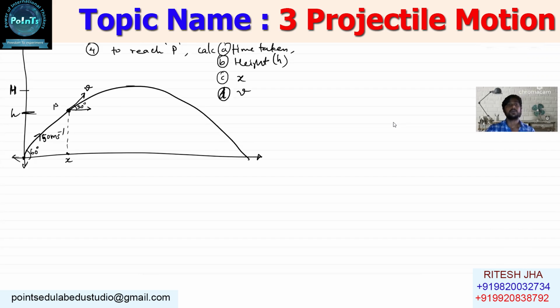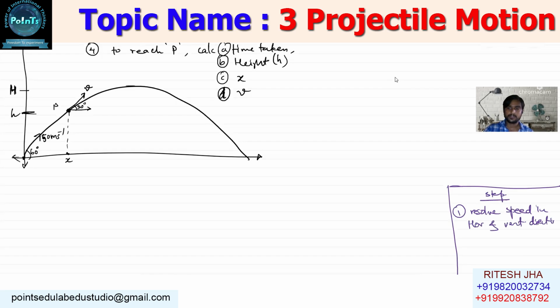All right. So first of all, what we have to calculate is the maximum height. For calculating the maximum height, the very first step to be taken over here is to resolve the speed, the velocity, in both horizontal and vertical direction. So that is the first step.